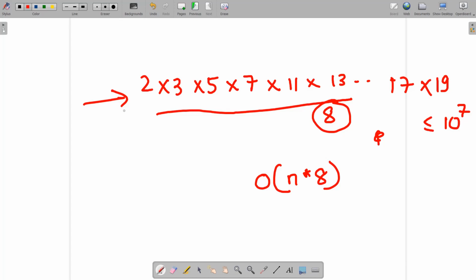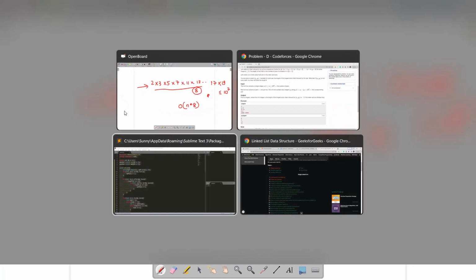So let's head out to the code and check how all of this can be implemented efficiently. If you're not getting the logic, no need to worry, I will explain all that in the coding part as well. Okay, so let's move to the coding section.